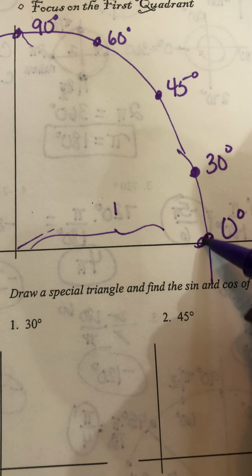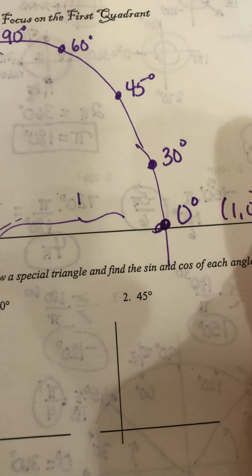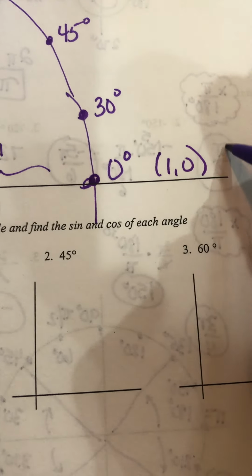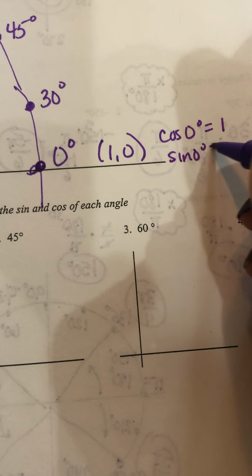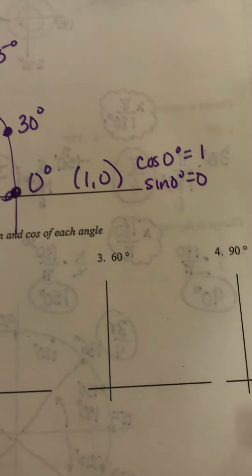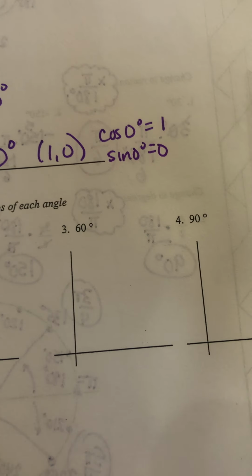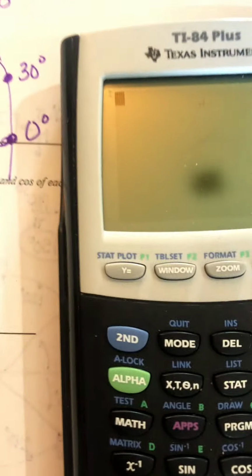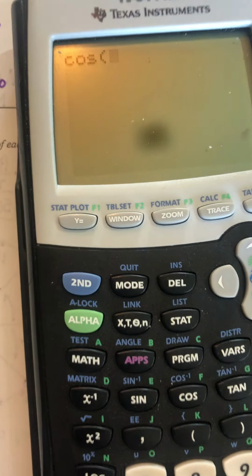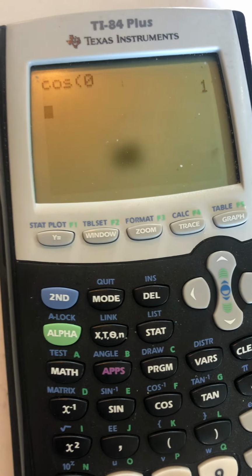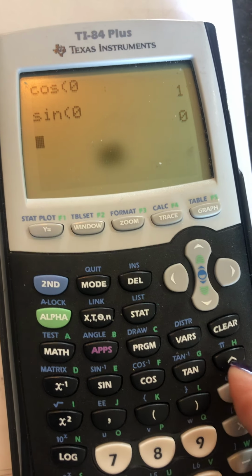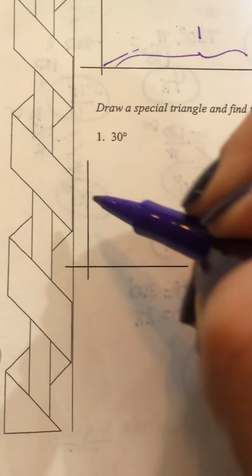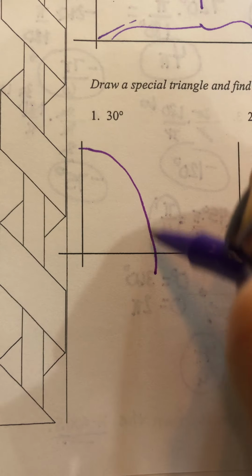So if I just start with a 0 degree angle, do you agree that if the radius is 1, the ordered pair is (1, 0)? So that tells me that the cosine of a 0 degree angle is 1 and the sine of a 0 degree angle is 0. The cosine is the x-coordinate, the sine is the y-coordinate. And my calculator even knows this. If I type in cosine of 0 degrees, 1; sine of 0 degrees, 0. If we talk about a 30 degree angle, that's a little bit harder.